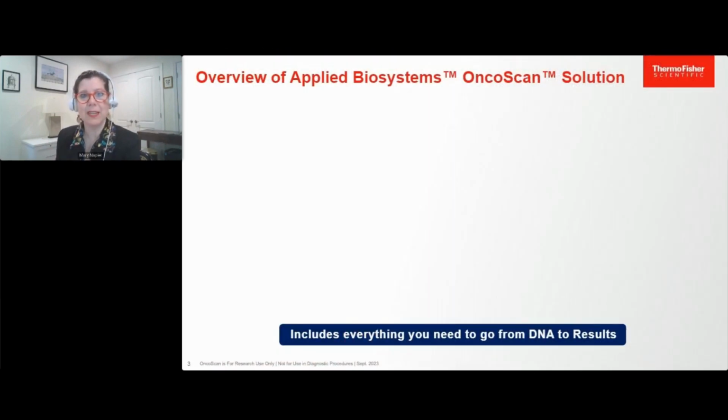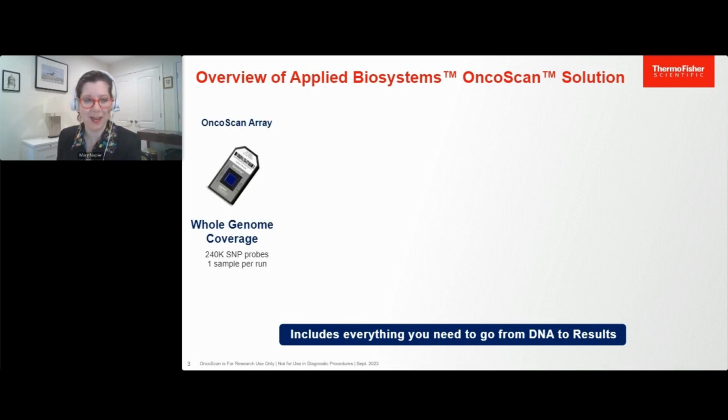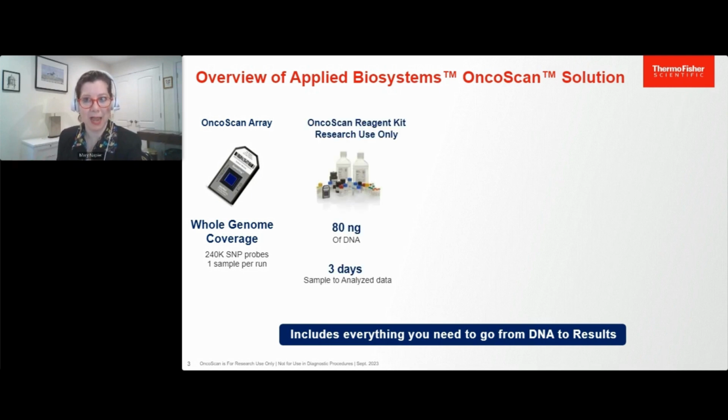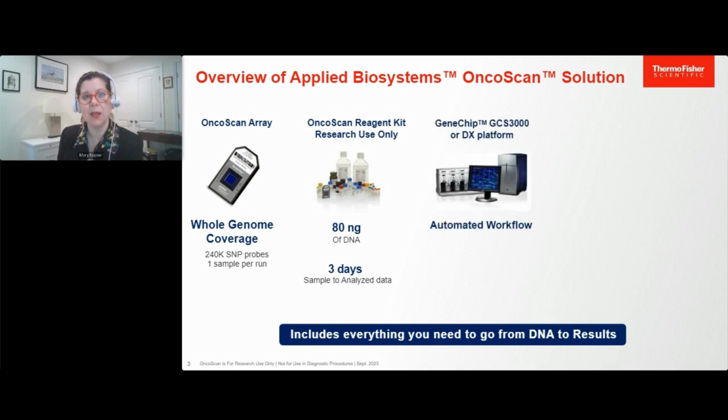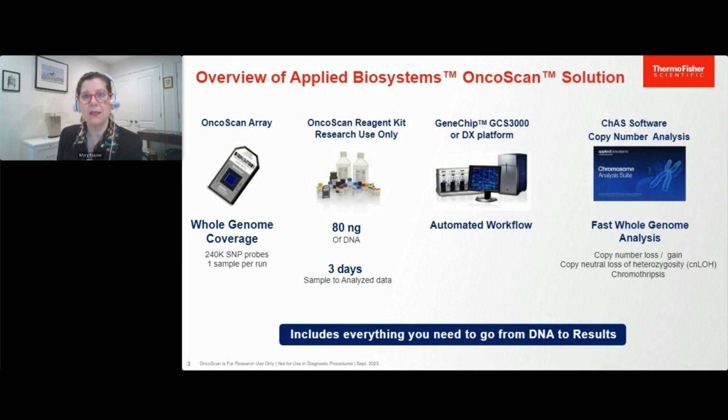Just really quickly, I'm going to give an overview of what exactly OncoScan is. OncoScan's a chromosomal microarray that provides a very high fidelity of copy number and LOH. Our assay takes about 80 nanograms of DNA, and you get from sample to analyzed data in 3 days. We have a specific platform that you see here, and these gentlemen use the output of CHAS in their methods to determine HRD.